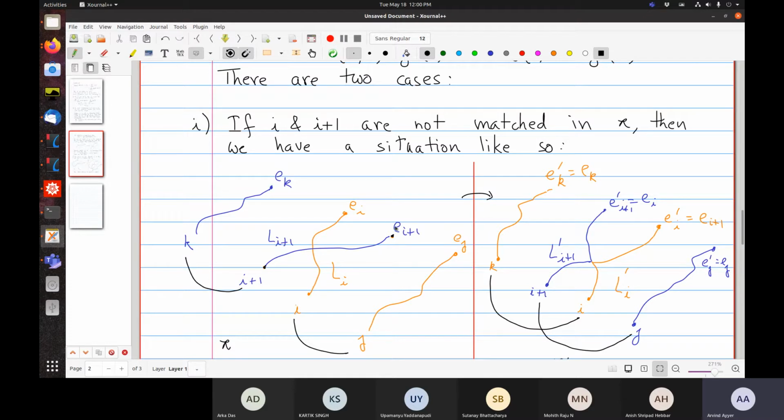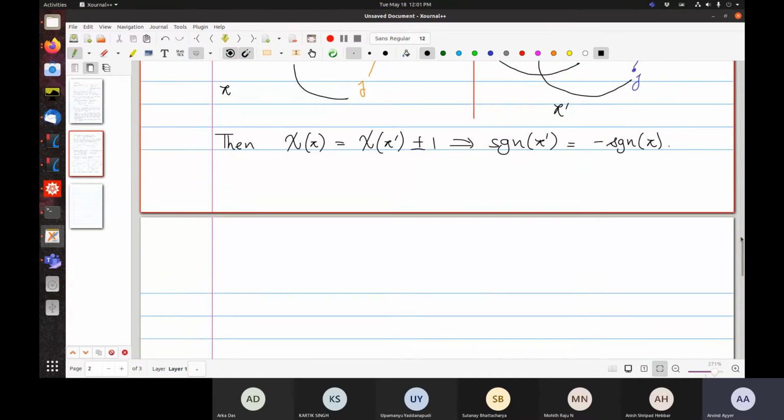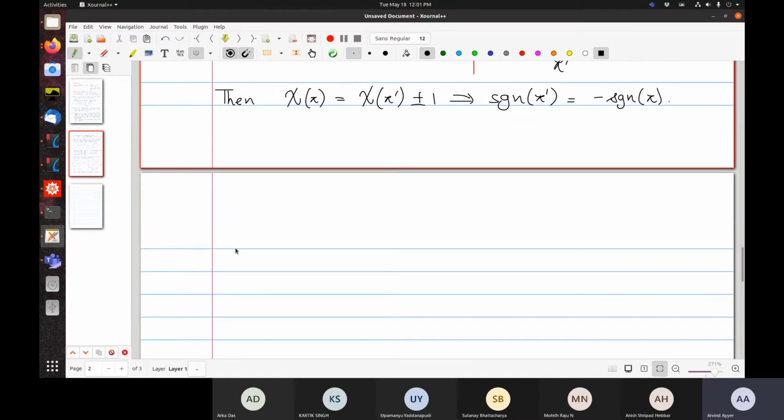Similarly, for j, you are comparing ei with ej. Now you are comparing e prime i plus 1 with e prime j, but that is the same as comparing ei with ej. So that does not change. Okay, so that's really one of the key ideas here. So this is why the matching aspect is so useful.